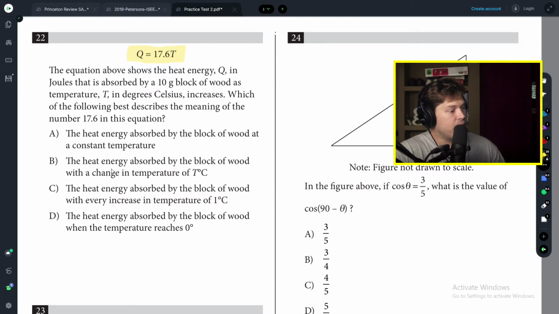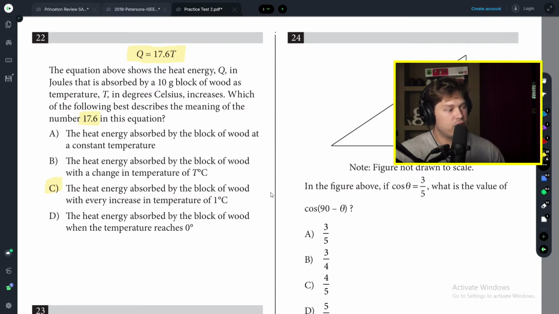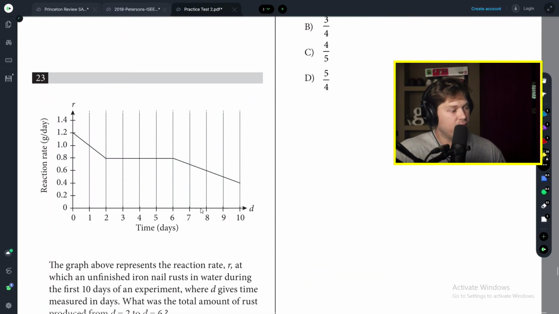Okay, so what's happening? The heat energy Q increases 17.6 for every 1 degree Celsius that's increased in our temperature. So which answer says that? Well, choice C. The energy absorbed by the block of wood with every increase in temperature of 1 degree Celsius, that's what our 17.6 represents. So our answer is choice C.